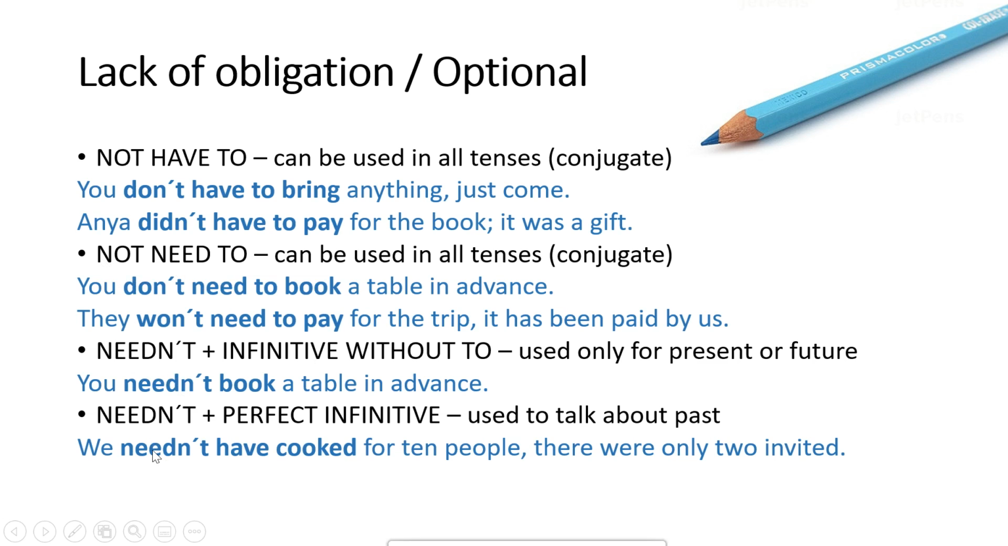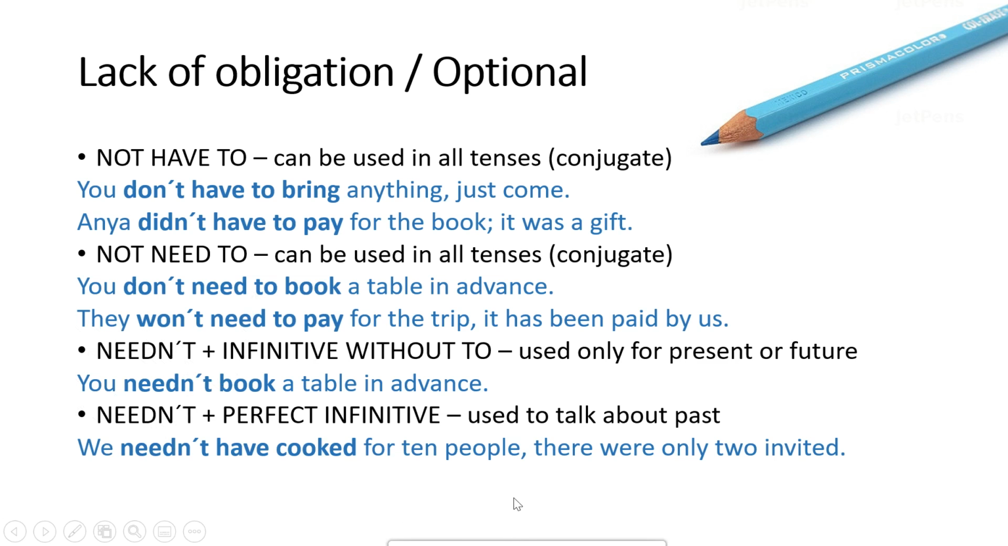Okay? For the past as well, I can say, we needn't have cooked. No hizo falta cocinar. No teníamos que cocinar. Or we didn't need to cook. Yeah, you can also use the verb, but you need to know these differences.